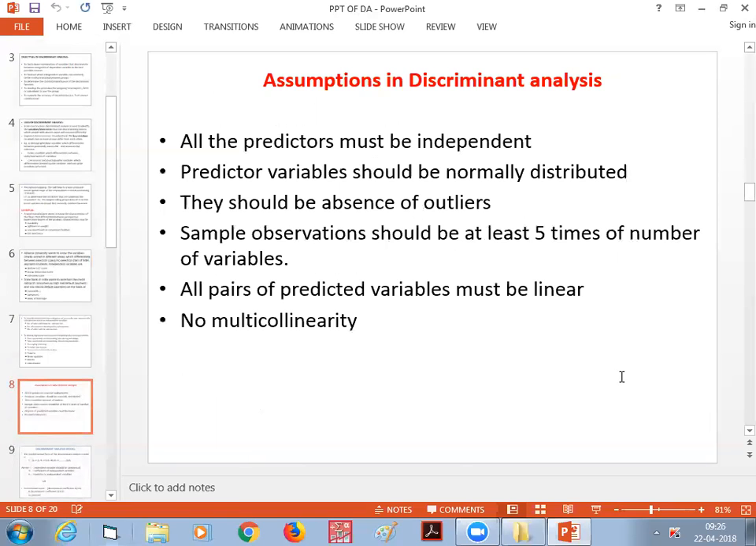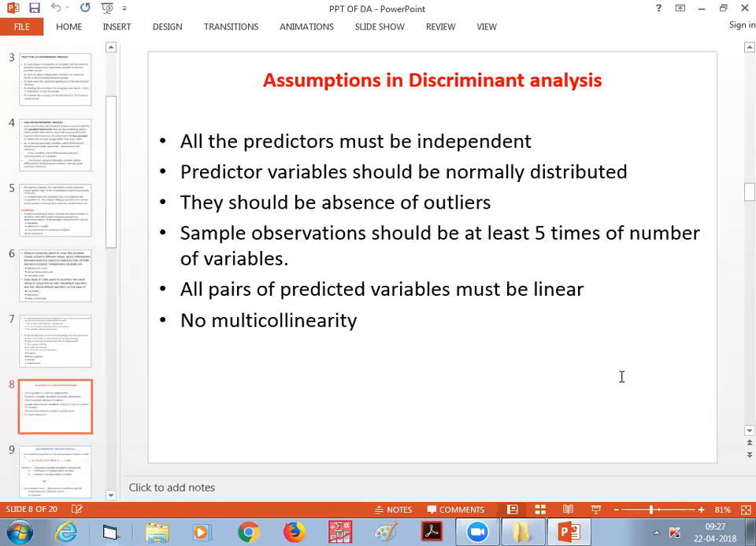And these are the assumptions, similar to a regression model. In the discriminant model also, the independent or predictor variables must be independent, meaning there should be no multicollinearity among the independent or explanatory variables. Otherwise, the same variables will define the same thing, which is not required. So we expect no multicollinearity.